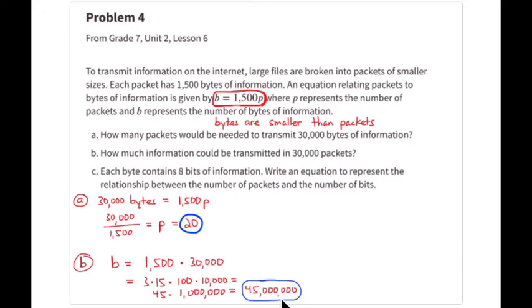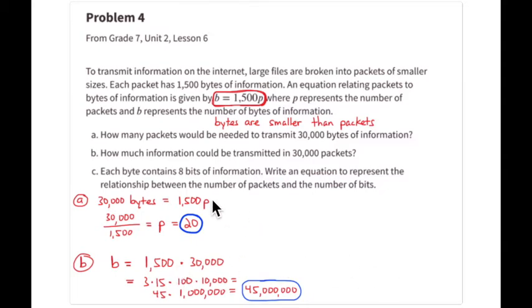So once again, notice how big the number of bytes gets compared to the number of packets. And if you went backwards, you started with 45 million bytes. How many packets would that be? Well, you would divide by 1,500. You divide by this and figure out, gee, I get 30,000 packets. Then if I divide this number by this 1,500, which is the constant of proportionality.